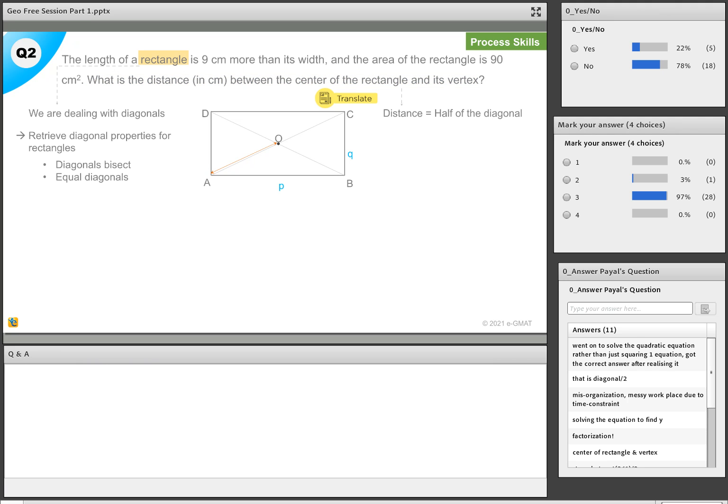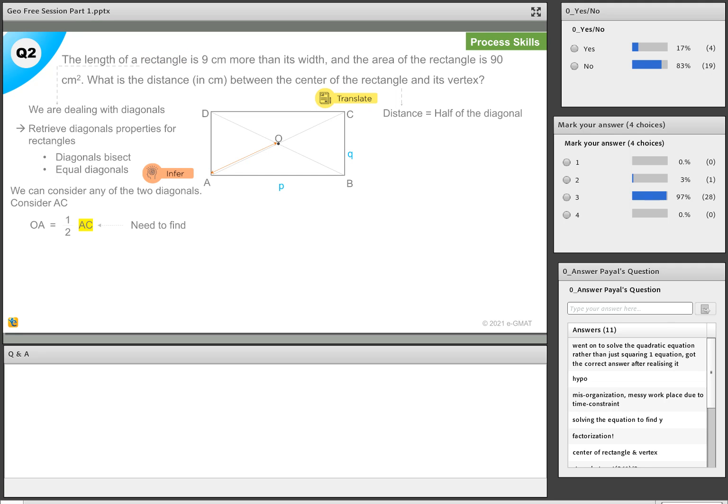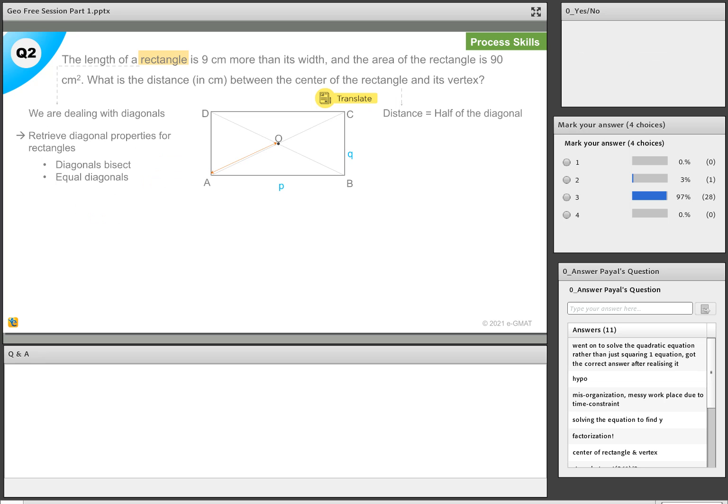Now we are dealing with diagonal, obviously, right? So we need to retrieve the appropriate properties so that we can continue drawing inferences and continue navigating through the solution. So what are the diagonal properties of rectangles? That's where your 200% conceptual clarity comes into the picture. Diagonals of a rectangle bisect each other and they are equal, right? Now you take that. How many of you were able to retrieve that? Let me get that information. How many of you were able to retrieve?